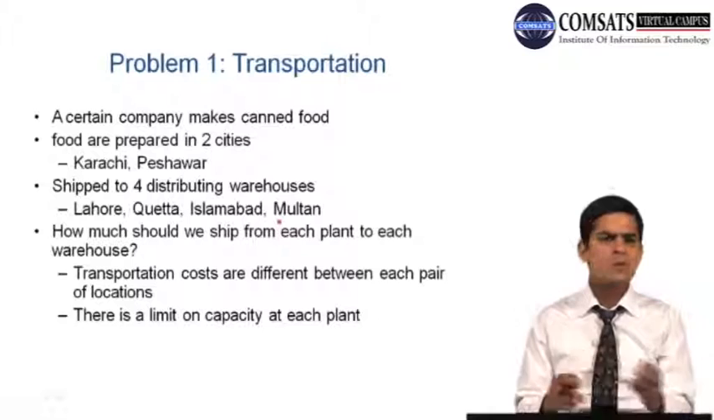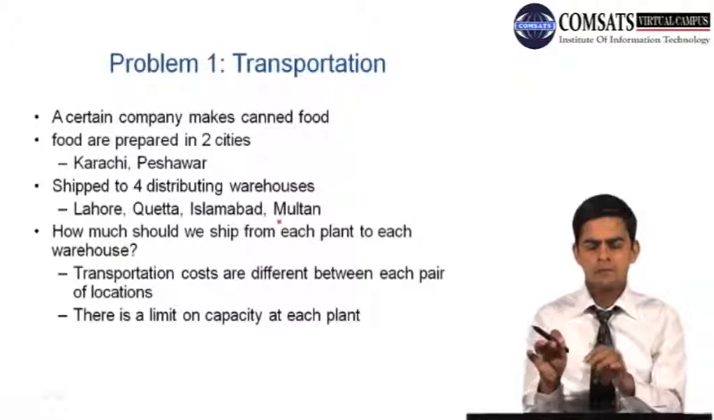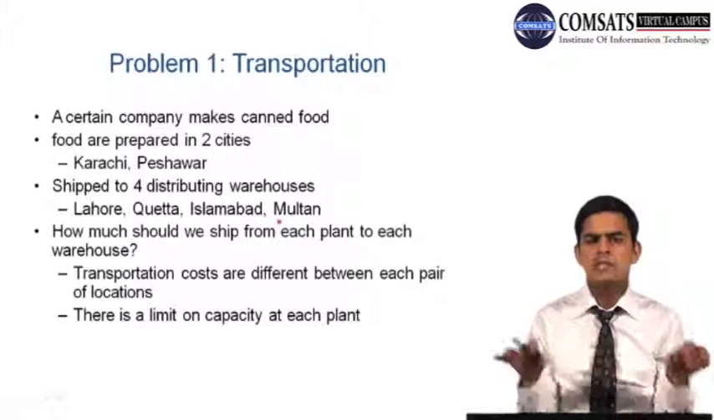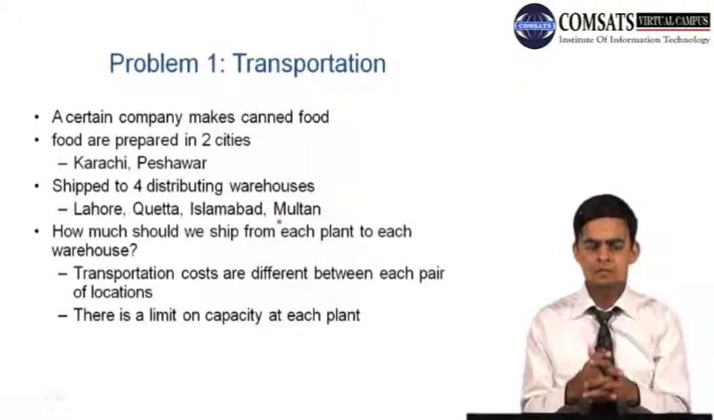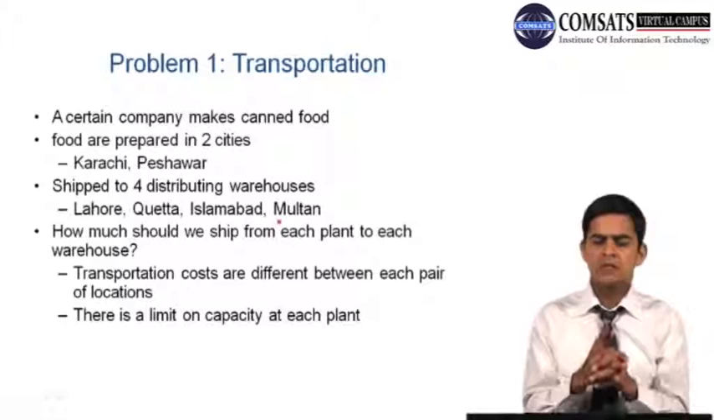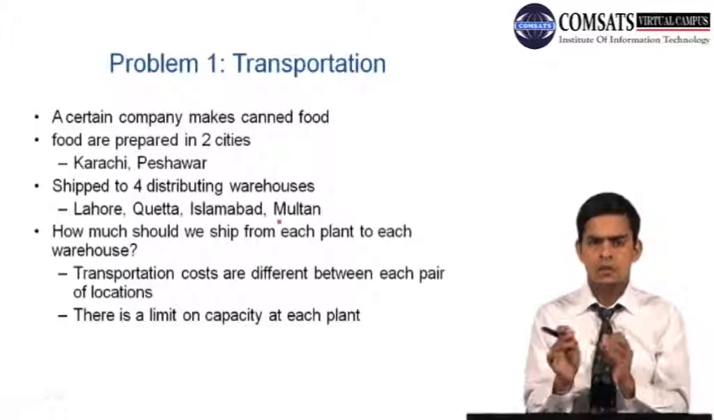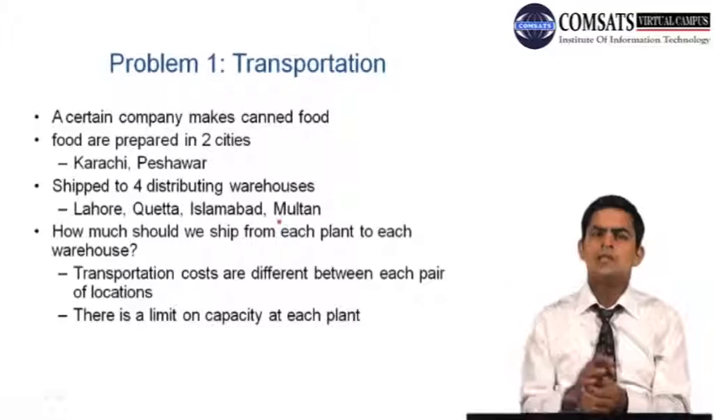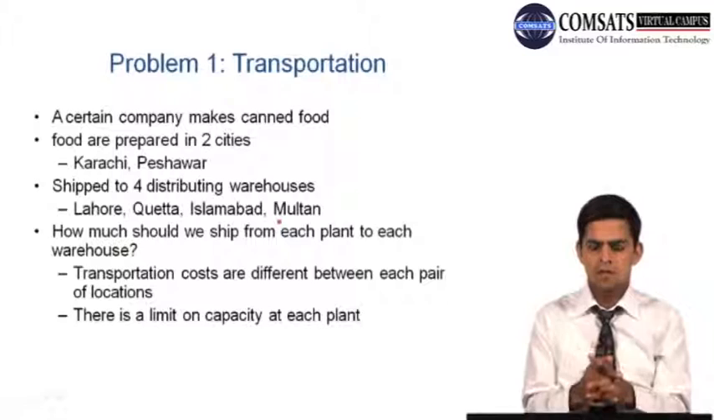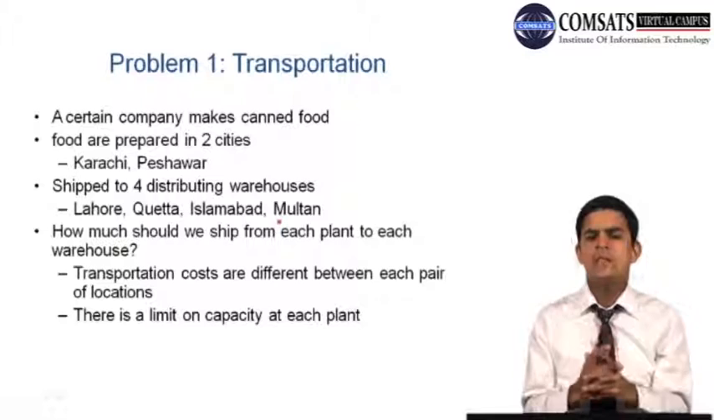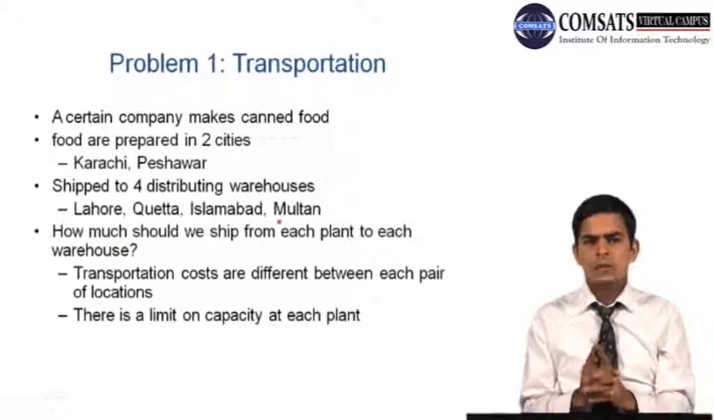So Karachi and Peshawar are the only food processing plants, but the company has to distribute all its food to all of the country. So it has four distributing warehouses: in Lahore, Quetta, Islamabad and Multan. Food is usually not transferred straight from the processing plant to your supermarkets or shops. It usually goes to distribution warehouses. So this company has four of these warehouses in these cities. There are a few important questions here.